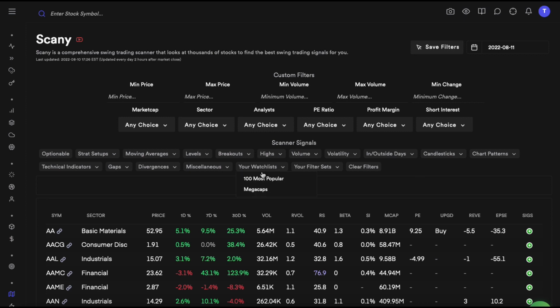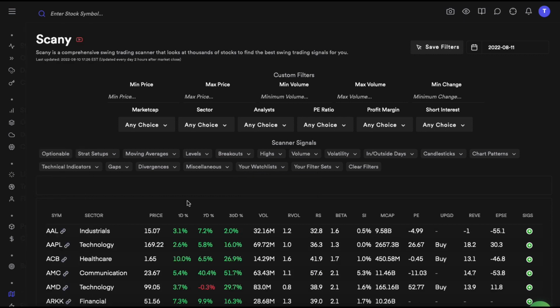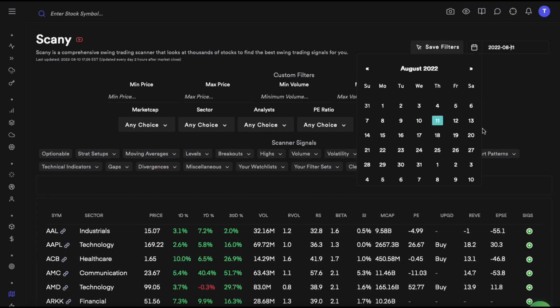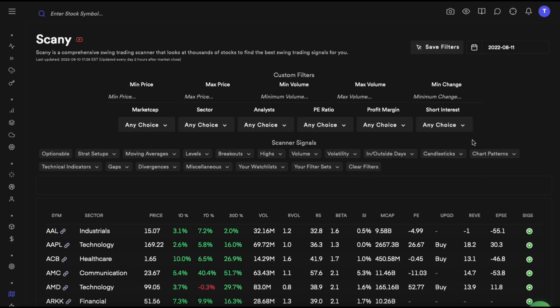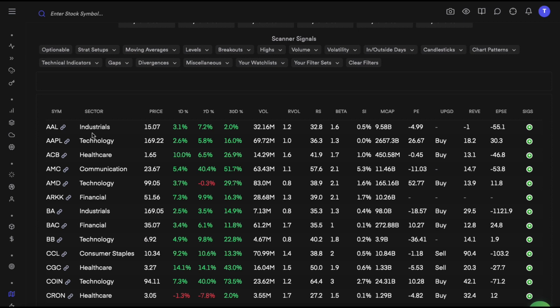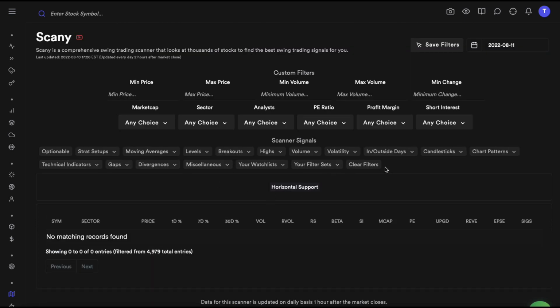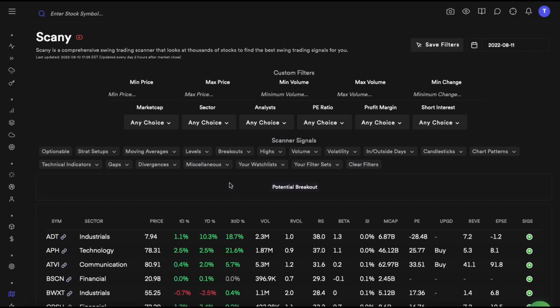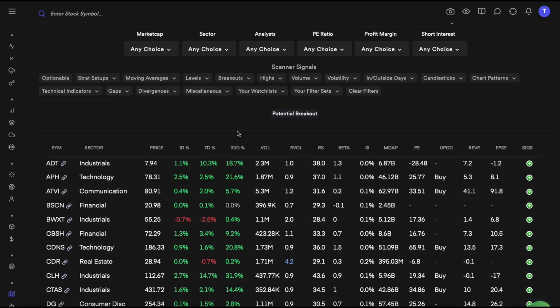You can also use your watch lists to filter the entire scanning table. You can also create filters based on what you select here and save them as a set. If you want to go back to some historical data, just use this calendar widget and go back. All right, so now on the actual table, we did not have any support, so let's see potential breakouts. So yeah, a couple of potential breakouts.